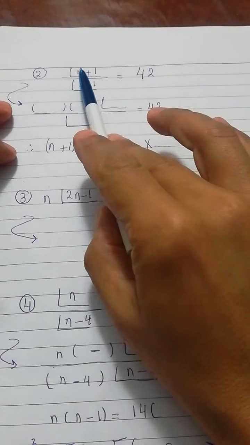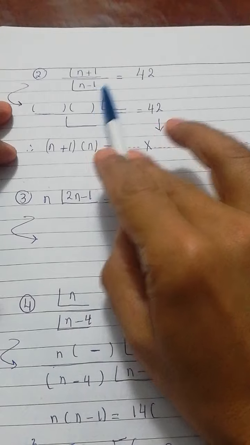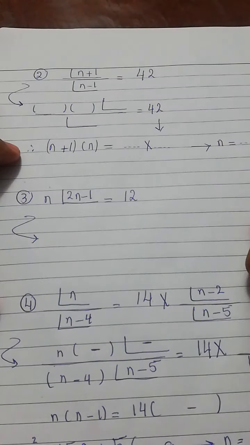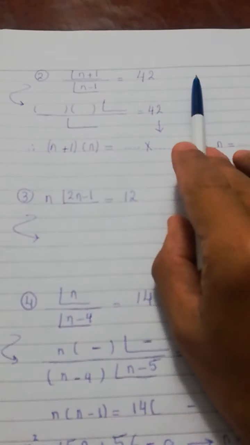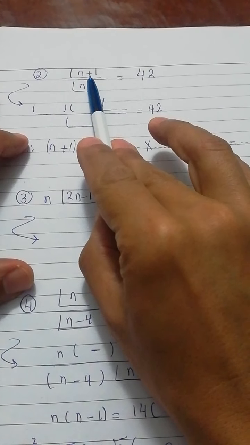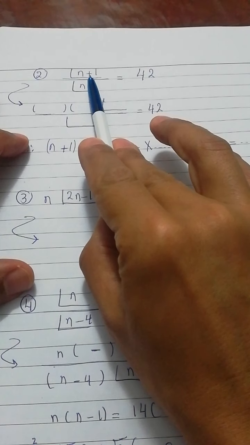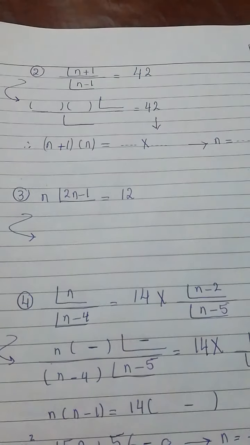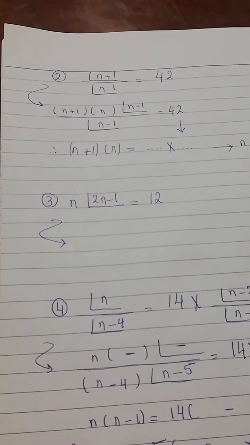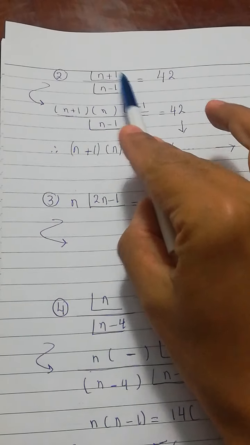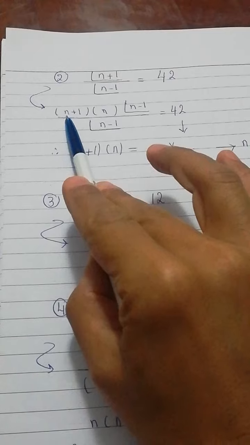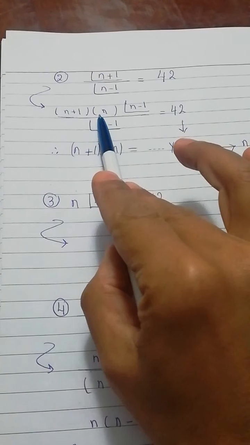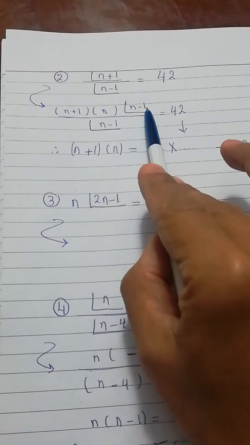Number 2. Factorial n plus 1 over factorial n minus 1 equals 42. What is the value of n? We can move n plus 1 outside, and the remainder inside the factorial will be n. And we move n again outside. Then factorial n plus 1 is written as n plus 1 multiplied by n multiplied by factorial n minus 1.